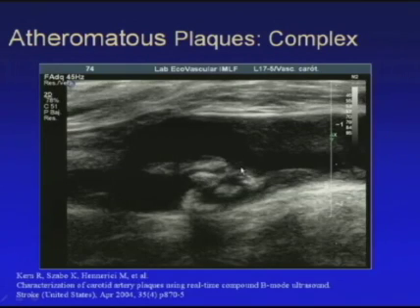Another complex plaque. This is the distal portion of the common carotid artery. This is the bulb, the proximal portion of the internal carotid artery. Here we can observe an irregular surface. This is a complicated plaque with anechoic images inside the plaque. They correspond to necrosis or maybe internal hemorrhage inside the plaque. And this is the residual lumen here, only this portion here.